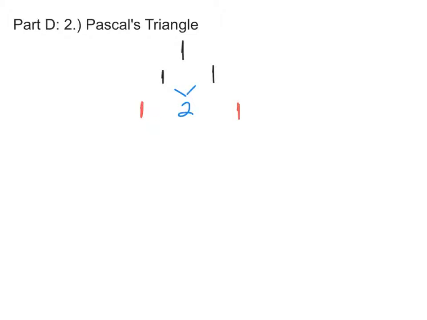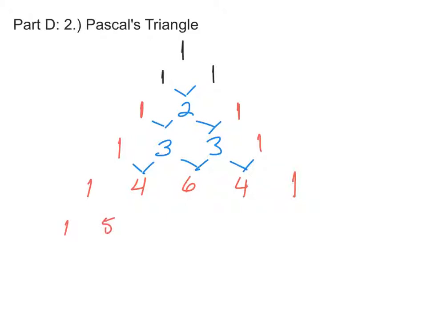So on the next row, we'll begin with a 1 and end with a 1. Then start adding these two together. That'll give me a 3 here and a 3 here. Again, start with 1 and end with 1. Add each pair together all the way down the line. So 1 plus 3 is 4, 3 plus 3 is 6, and 3 plus 1 is 4. So let's do it again. 1, 5, 10, 10, 5, and end with 1. It's a nice little number pattern.